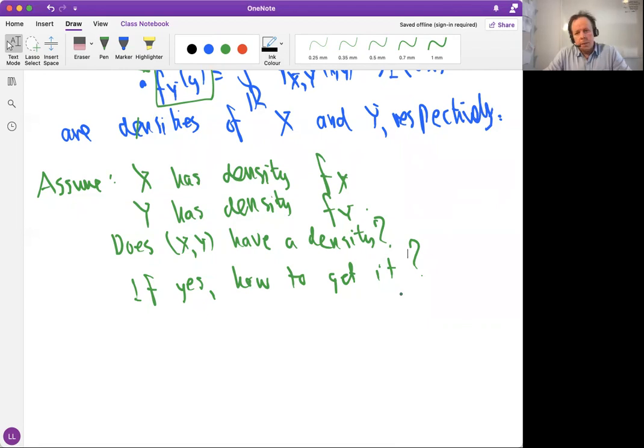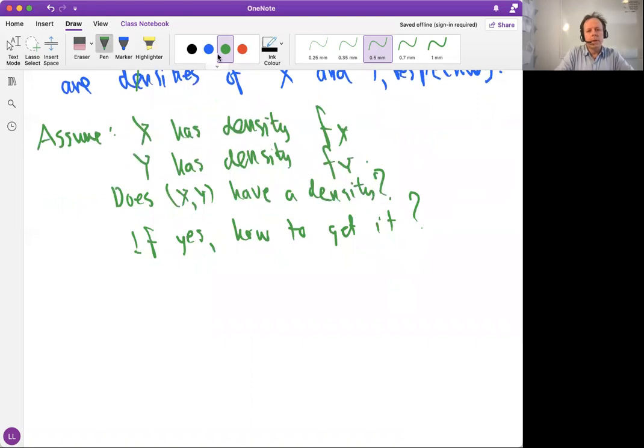Maybe it should have a density, maybe it should not, or what could be a problem? So let's do an example that clarifies this question. Let's first maybe spoil the thing. The answer is no in general.